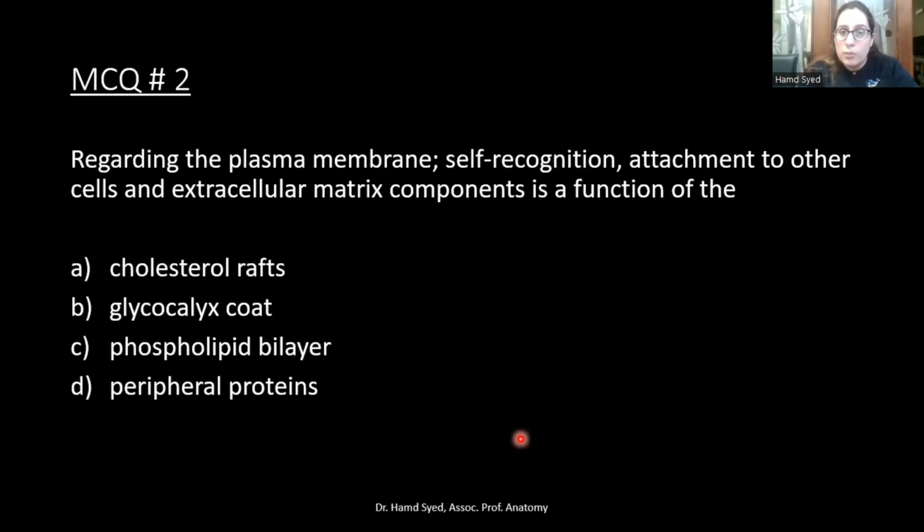Regarding the plasma membrane, self-recognition, attachment to other cells, and extracellular matrix components is a function of, well, all of these functions are due to the glycocalyx code. So this is what you have to keep in mind, it is the function of the sugar moieties, which are attached on the outer aspect of the plasma membrane.